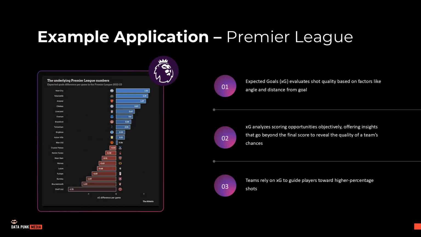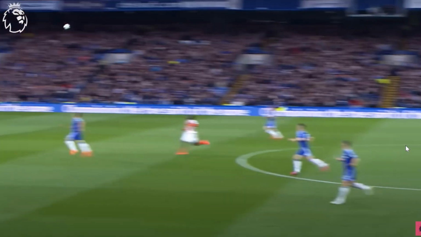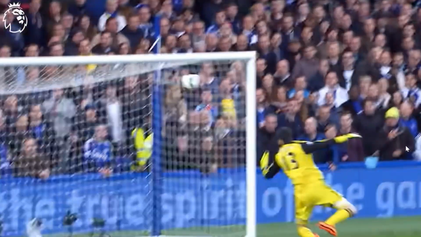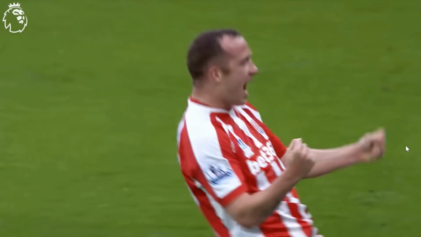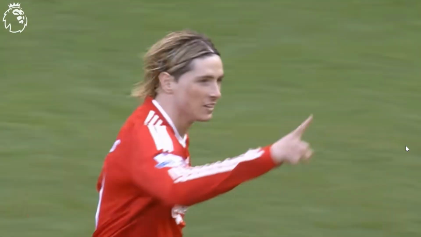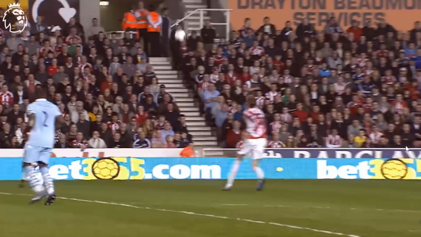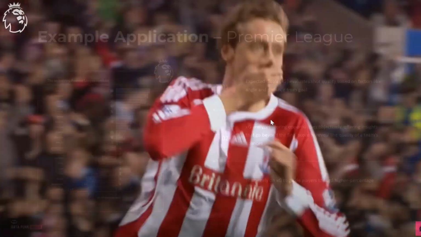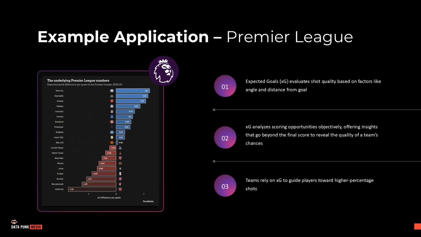Expected goals, or XG, is a metric that evaluates shot quality based on factors like angle and distance from goal. Clubs like Liverpool FC rely on XG to guide players toward higher percentage shots, contributing to their recent Premier League success. XG allows coaches to analyze scoring opportunities objectively, offering insights that go beyond the final score to reveal the quality of a team's chances.